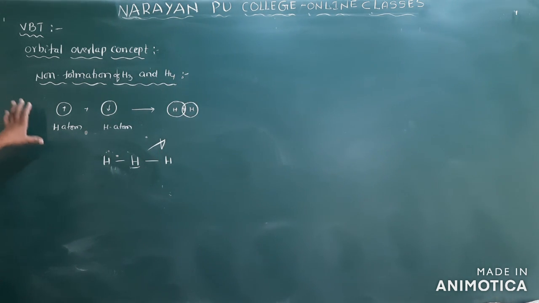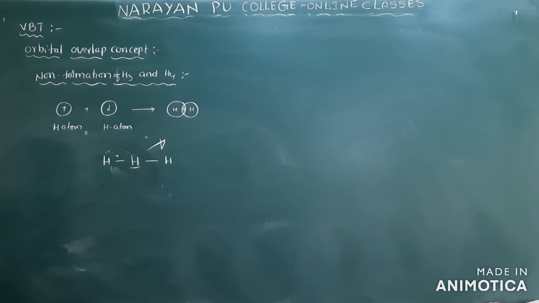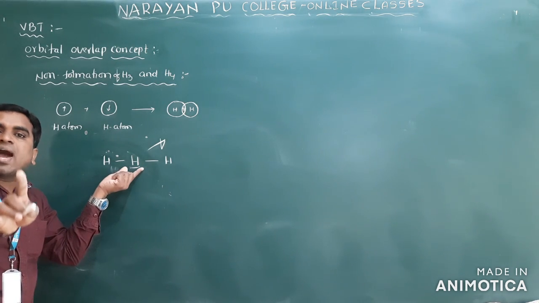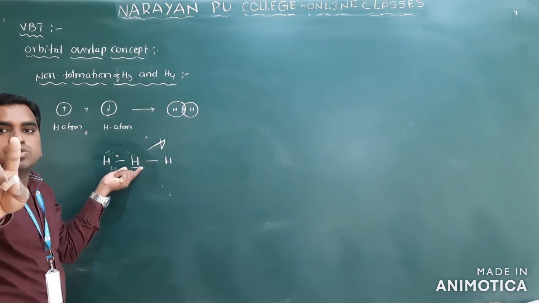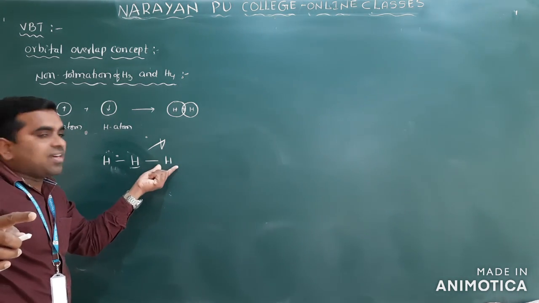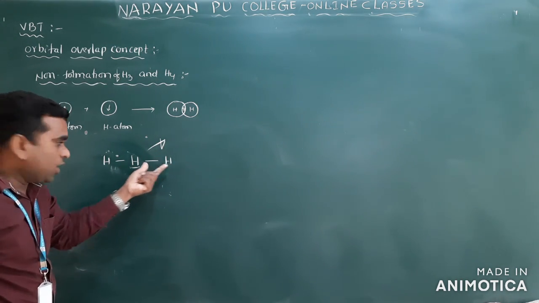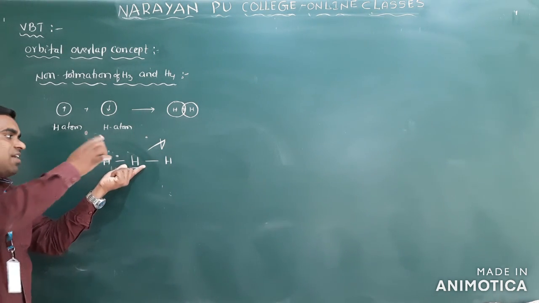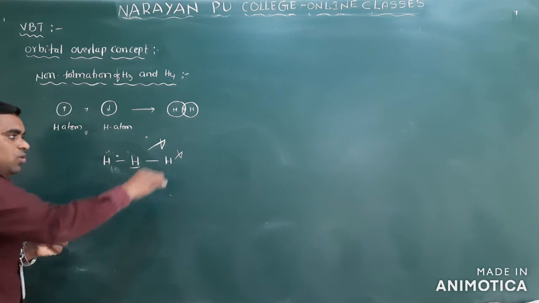That is why only some combinations are possible, and that is explained by the VBT theory. Why not? Because this hydrogen has only one half-filled atomic orbital, so it can overlap with another hydrogen's half-filled atomic orbital to form an H-H bond. No more half-filled atomic orbitals are available in this hydrogen to form another bond. So this molecule cannot exist.